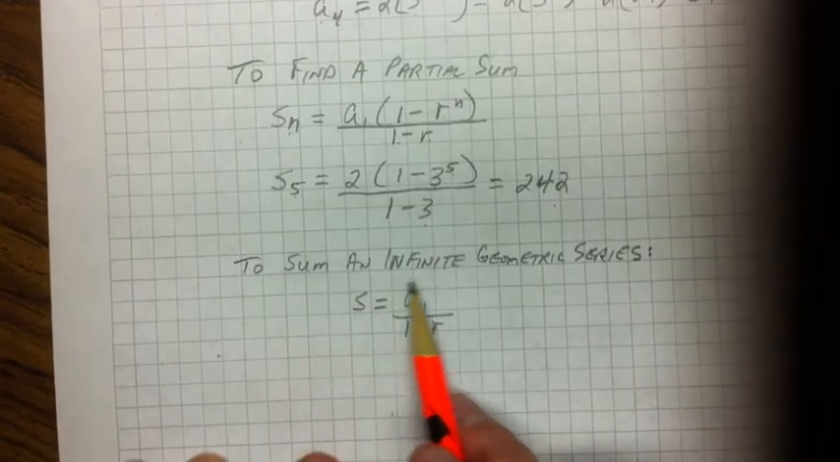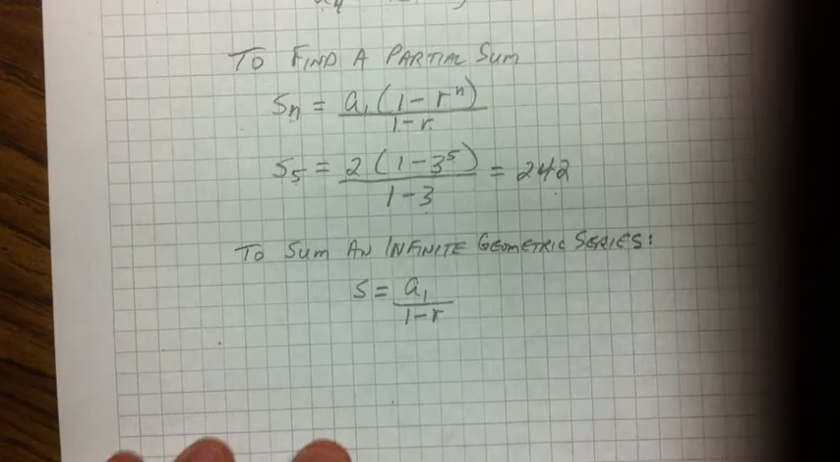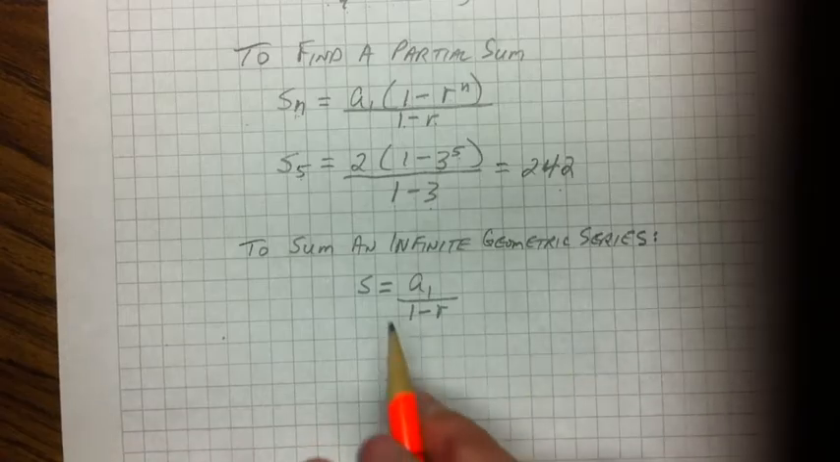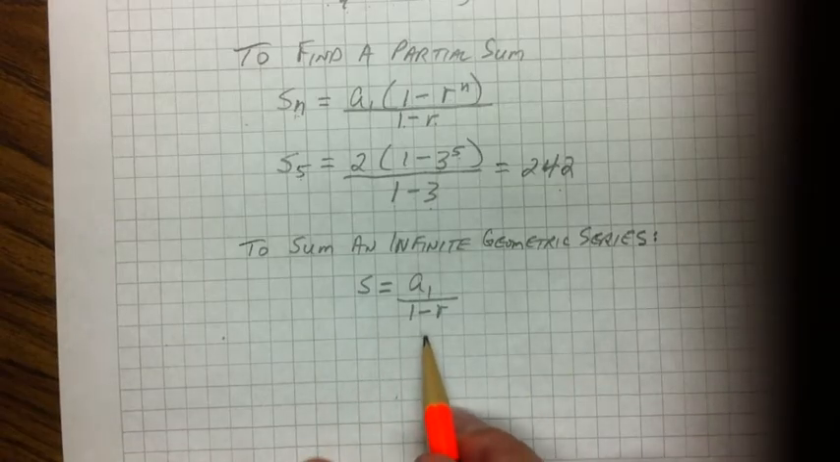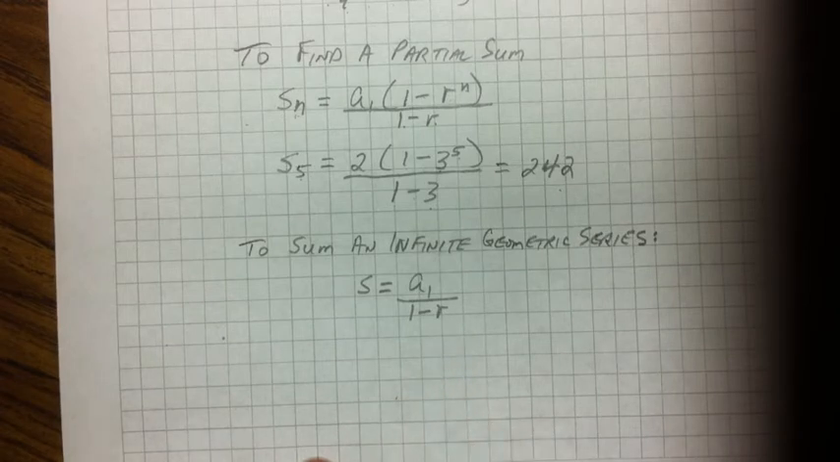And finally, to sum an infinite geometric series. That means if I do want to add every single term in the sequence all the way out to infinity, I'd use this formula here. But there's an exception. This only works for r's less than 1. So your common ratio, the number you're multiplying by every time, needs to be less than 1. In other words, a fraction. So I'm going to have to come up with a different series here, a different sequence.